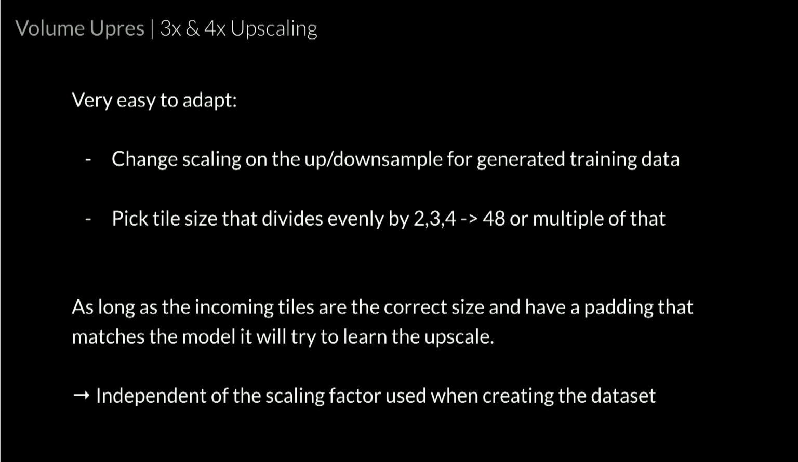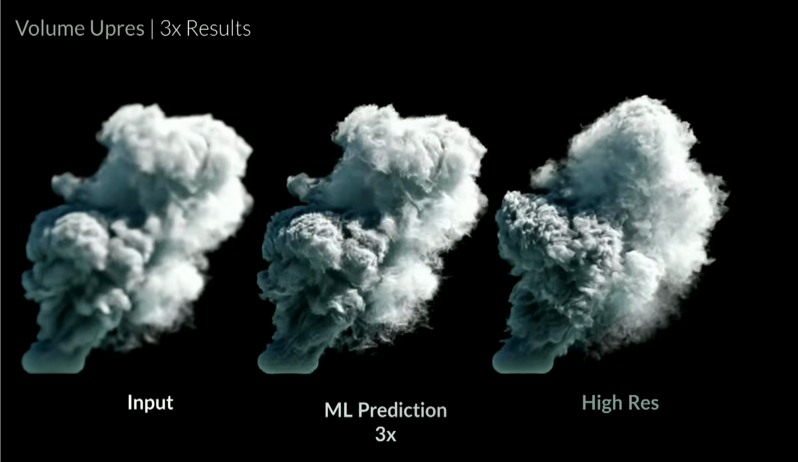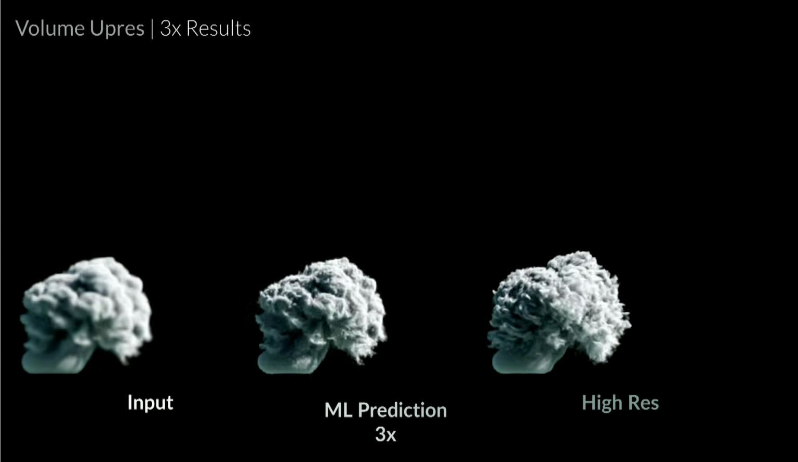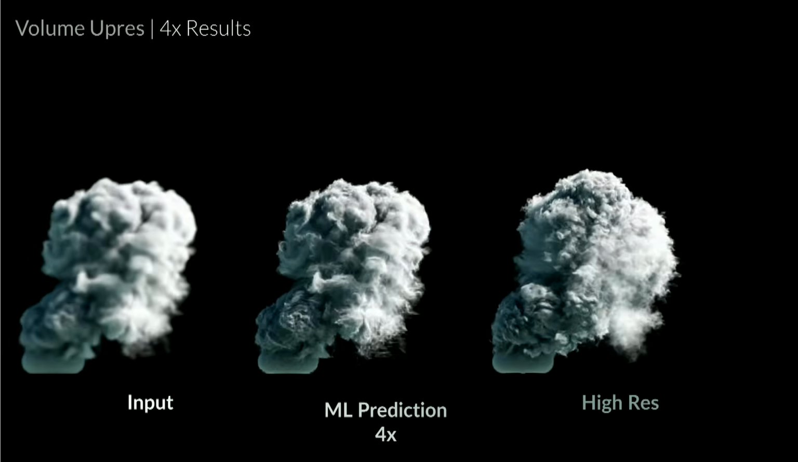Because our architecture upsamples to the desired resolution using a classic filter approach before running any ML, it is super easy to train on higher upscaling factors. You just need to change how your training data is prepared, and for ease of use, you can use a chunk size that divides evenly by 2, 3, or 4, for everything to allow for quicker iteration tests with different scaling factors. These are 3x upres results, for example. And those are 4x.